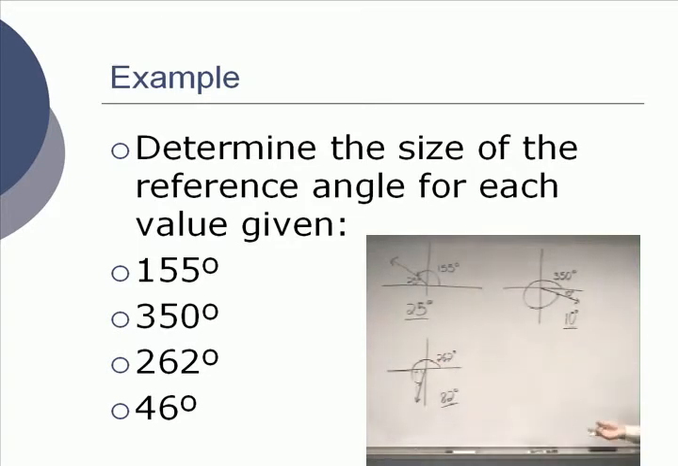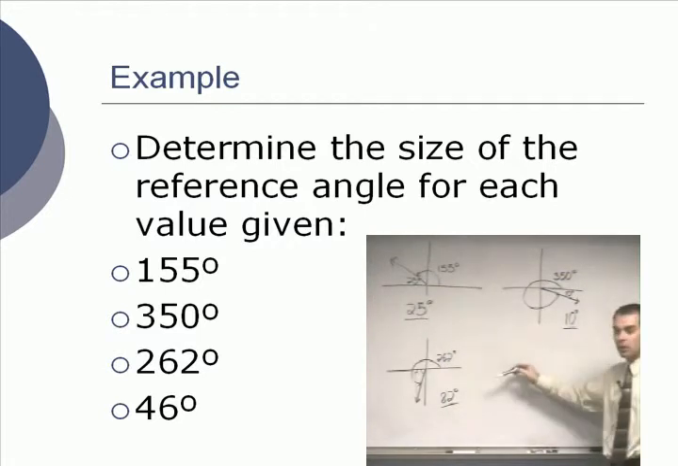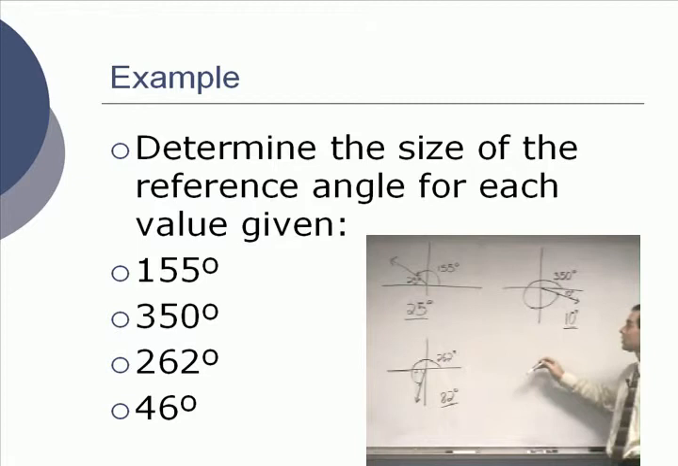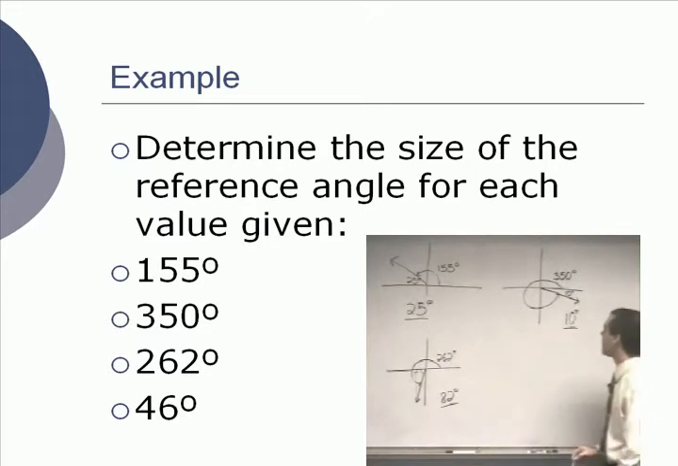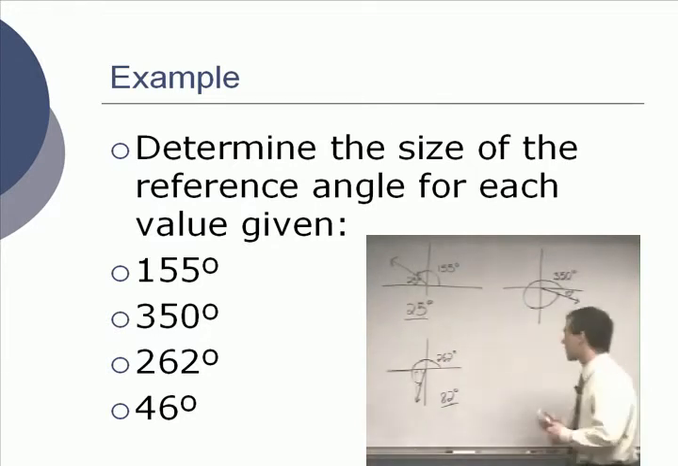So there's no sure rule to look at a number and subtract 180 or subtract 360 or anything else. We have to visually picture where that angle is, and depending on which quadrant it's in, we have to determine what the reference angle is. Here we had to take 180 minus our angle. Here we took the angle minus 180. Here we took our angle and subtracted it from 360. It's going to be different every time.